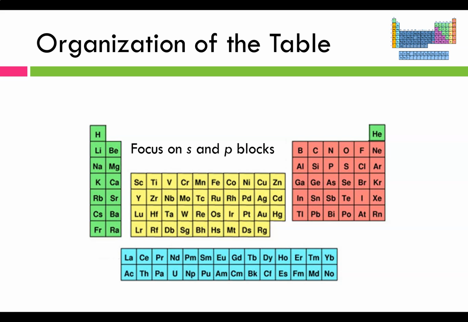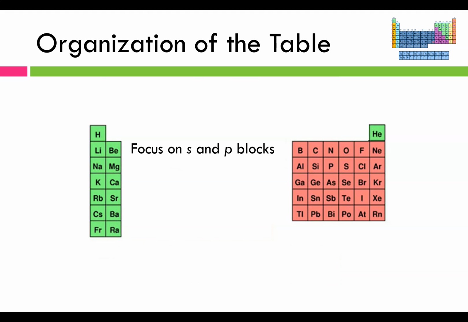We're going to focus on the S and P blocks of the periodic table. So hopefully you recall from last unit when we were talking about electron configuration that that's really just going to leave us with these two groups of elements.